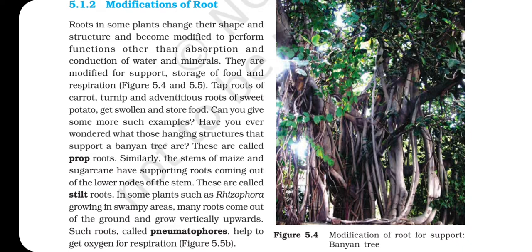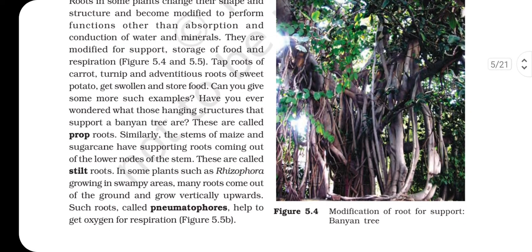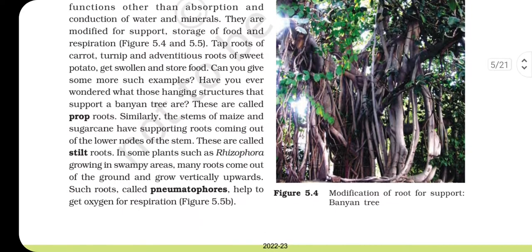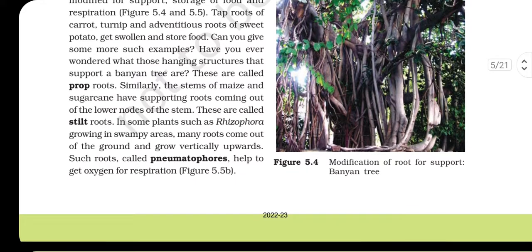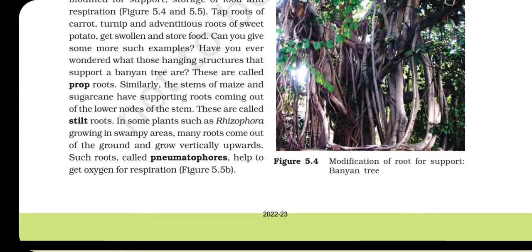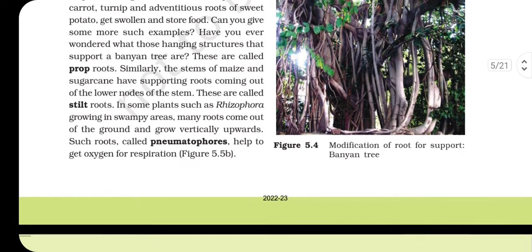roots, bambusa. In some plants, such as Rhizophora, growing in swampy areas, many roots come out of the ground and grow vertically upward. Such roots, called pneumatophores, help to get oxygen for respiration.